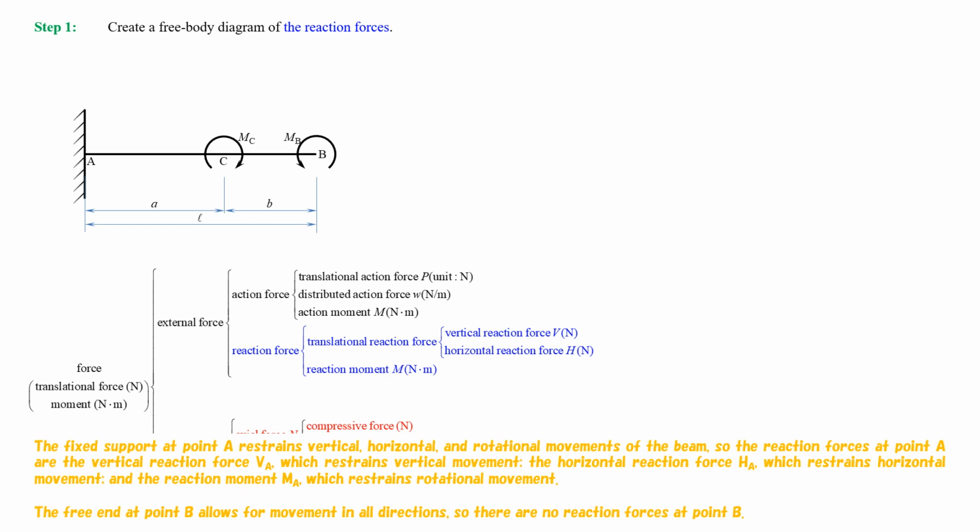The fixed support at point A restrains vertical, horizontal, and rotational movements of the beam, so the reaction forces at point A are the vertical reaction force VA, which restrains vertical movement, the horizontal reaction force HA, which restrains horizontal movement, and the reaction moment MA, which restrains rotational movement. The free end at point B allows for movement in all directions, so there are no reaction forces at point B.